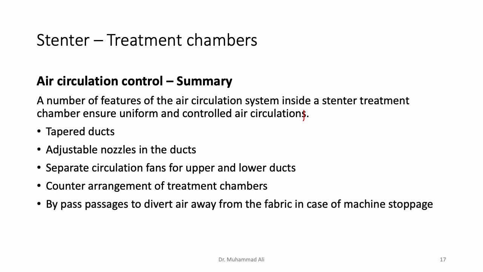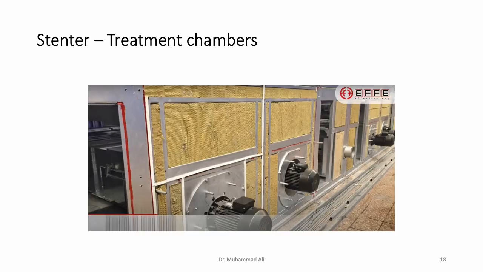And then we have these bypass passages, the last point that we discussed, to divert air away from the fabric in case of machine stoppages. Bypass passages and dampers, right, that we have discussed in the previous slide. So that was all about how we control air circulation, why we need very precise control on the amount of air that is circulated, and how it is achieved.